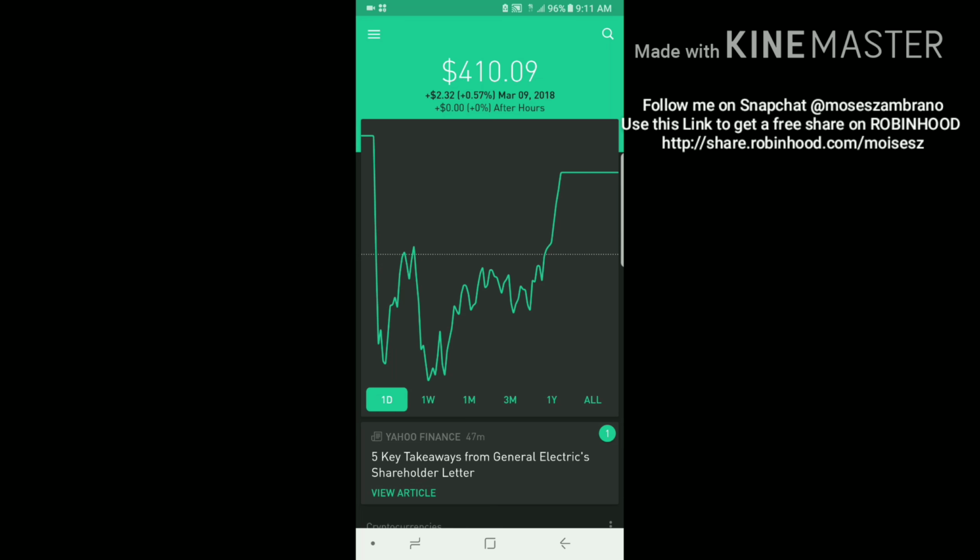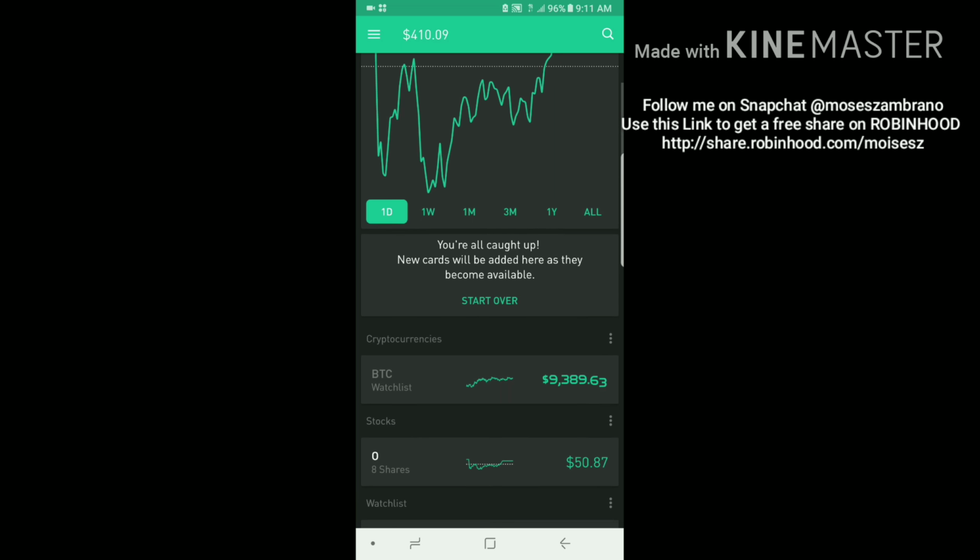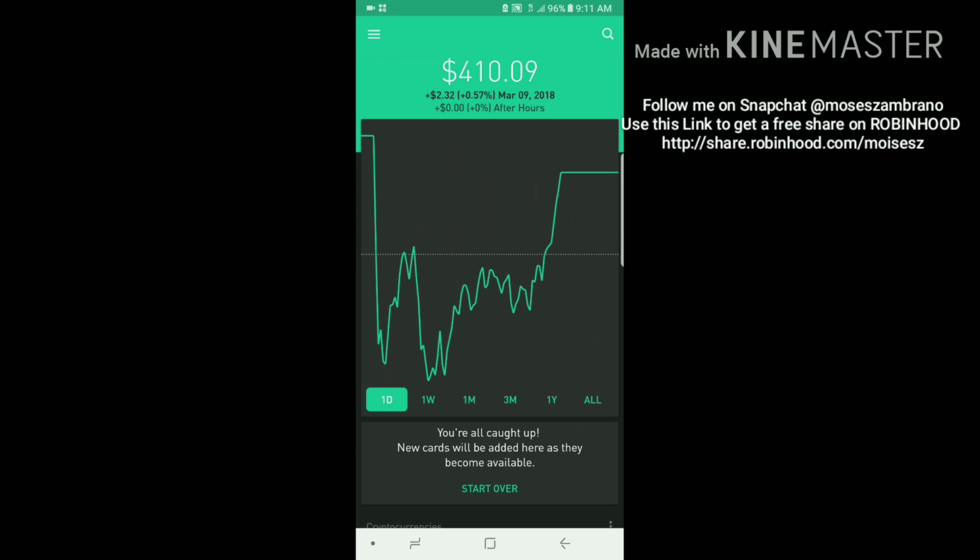Now, if you are a new investor, new to Robinhood, and don't really know what you're doing, I'll explain a bit on how Robinhood works, what you can do, and answer a few questions that some people have. So to start off, guys, again, this is Robinhood.